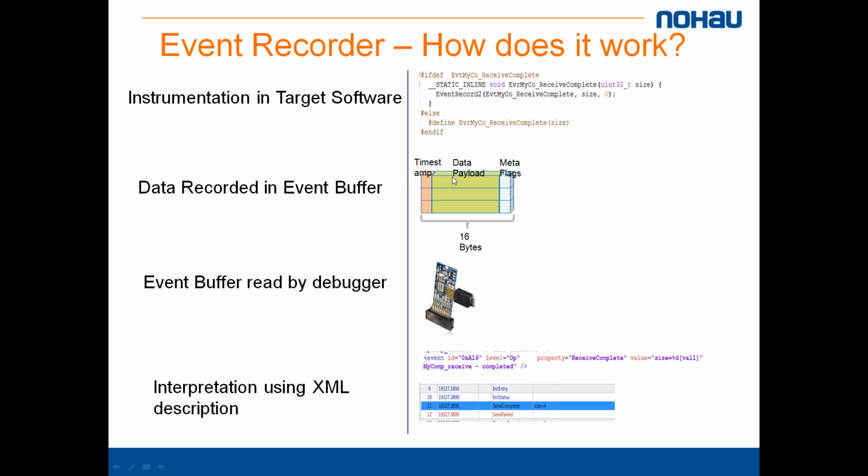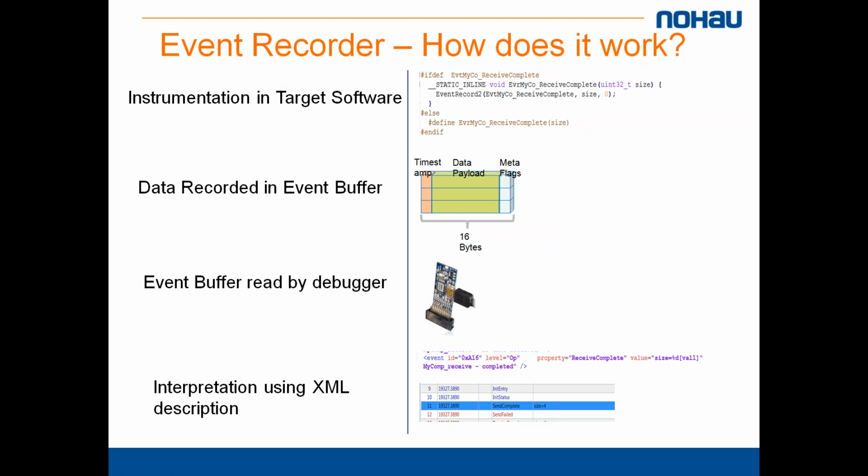So the event buffer, each data record has a timestamp, it has a data payload, and it has some meta flags. And then the event buffer will be read by the debugger. So once it has been read to the debugger and transported to the Microvision GUI, the events will be displayed. So if you have an XML file which provides the description for you, then you will get very detailed information on what is going on in your software.